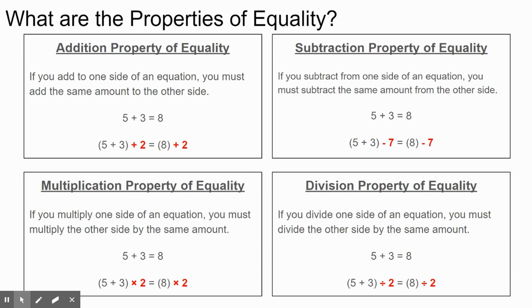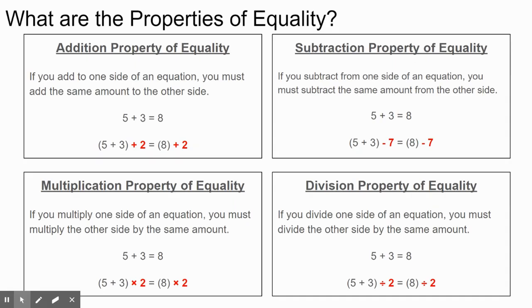We have the multiplication property of equality. Again, the same thing. If you multiply something by one side of the equation, you have to multiply it by the other side as well. In this case, we're just multiplying by 2 for both of them. And then the division property of equality, again, same idea. If you divide one side of an equation, you must divide the other side by the same amount.